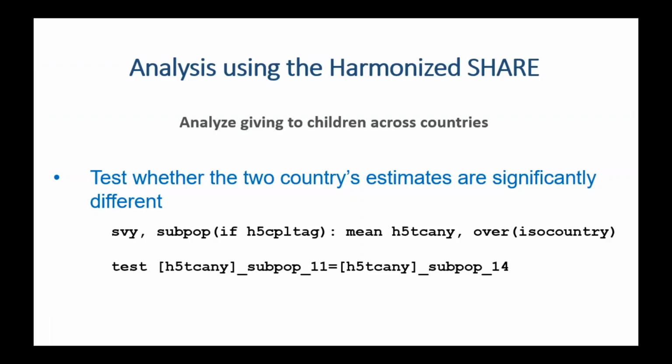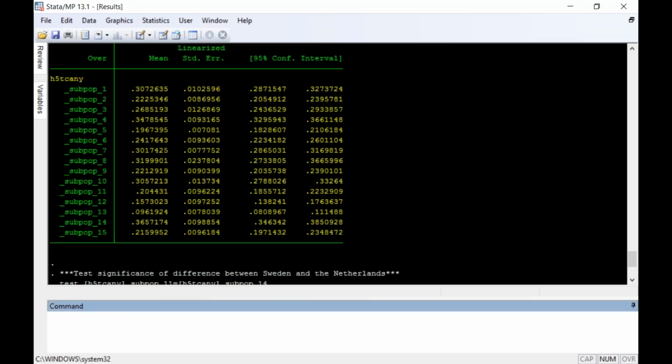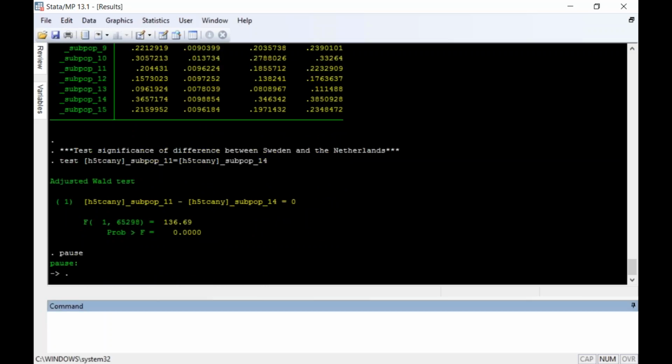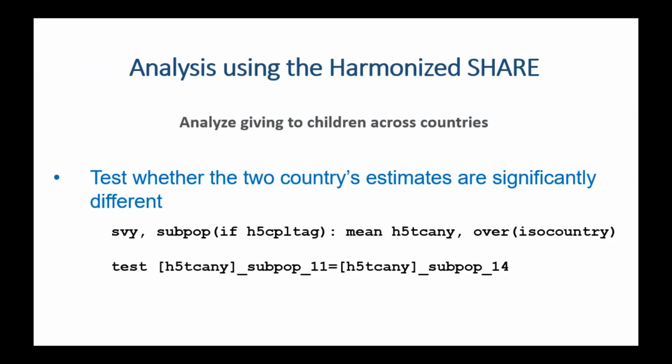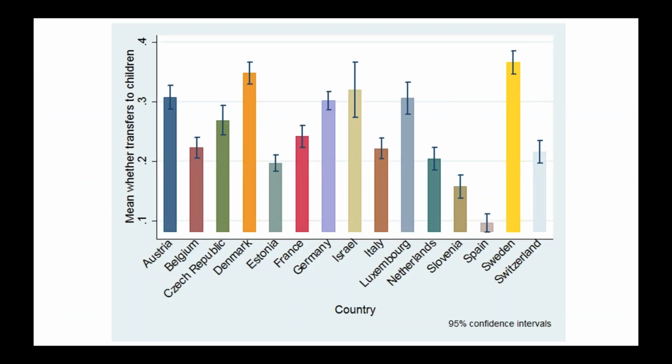So let's see if those are statistically significantly different, and we can do that using this test command, which is a post-estimate command that will run off of this mean estimation. So we'll test subpopulation 11 estimate versus subpopulation 14 estimate. When we do that, Stata conducts an adjusted Wald test, and you can see that the probability that it's greater than F is 0.00, so we would certainly assume that that is a statistically significantly different estimate.